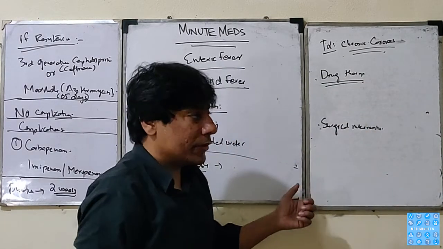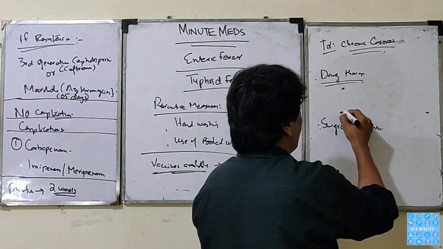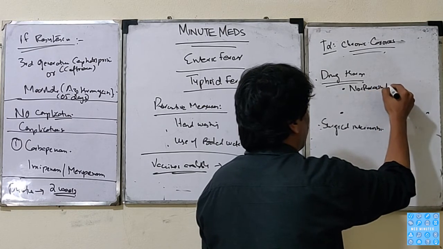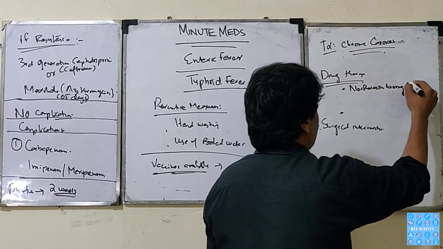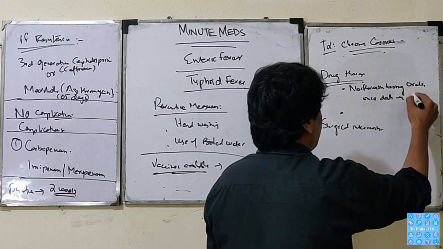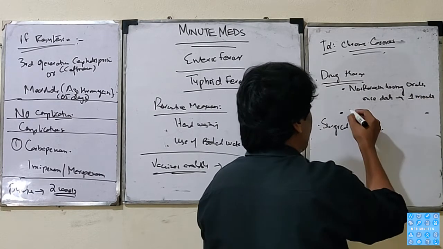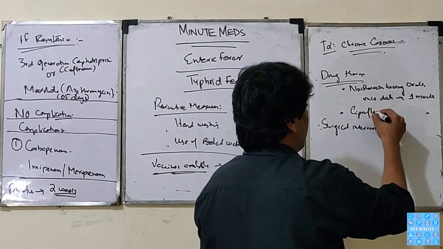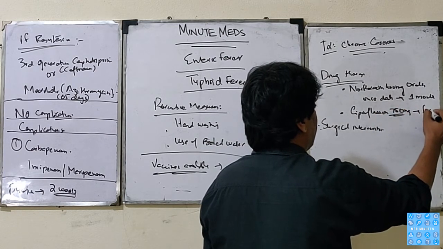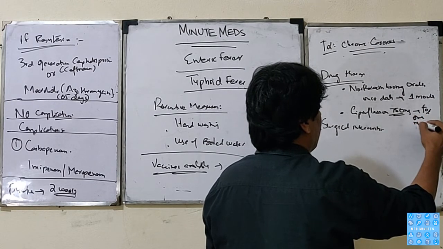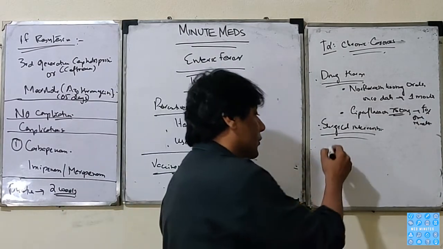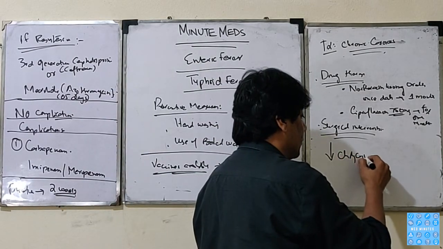The drug therapy is usually fluoroquinolones. Either we give norfloxacin 400 milligrams orally once daily for 1 month, or we have the option of giving ciprofloxacin 750 milligrams for 1 month. And if the patient is still passing the salmonella, then the surgical option is cholecystectomy.